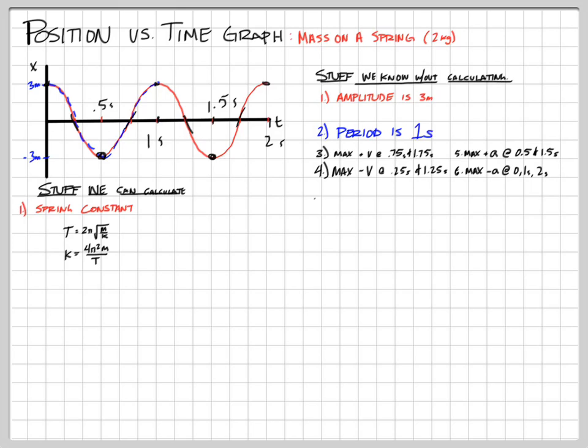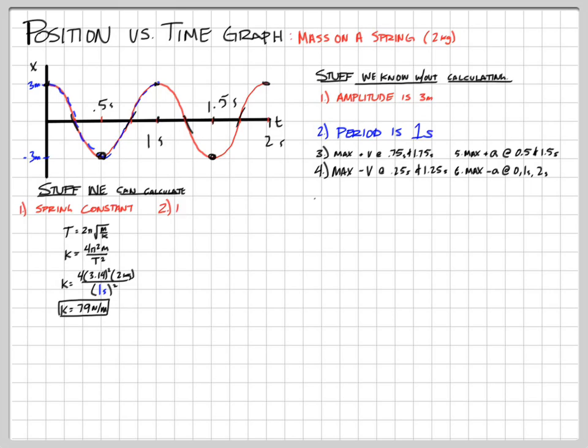4 pi squared is a number that we can plug in. m we know is 2 kilograms, and the period is 1 second. So we plug all that stuff in, and k is 4 times 3.14 squared times 2 kilograms over 1 second squared. And so that spring constant comes out to be roughly 79 newtons per meter. So boom, just from that graph and knowing the mass, we can calculate the spring constant.